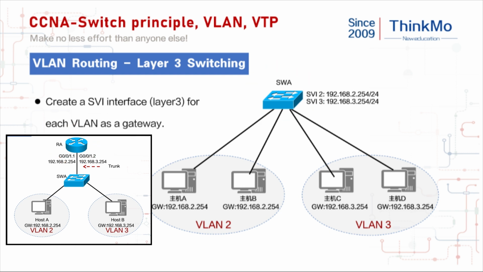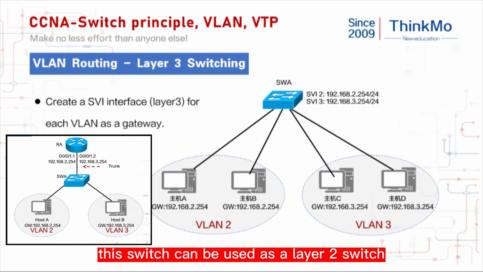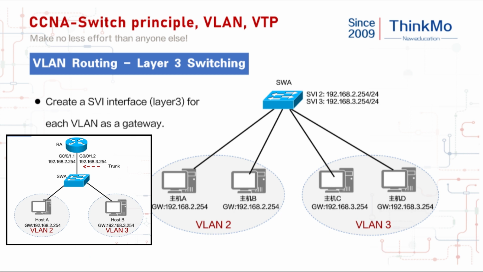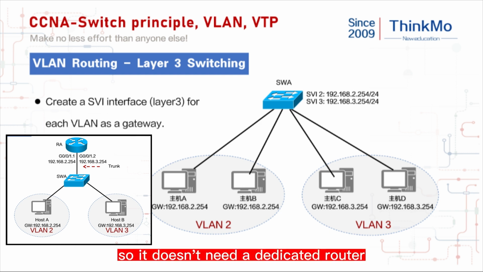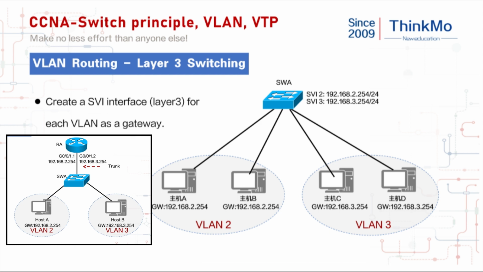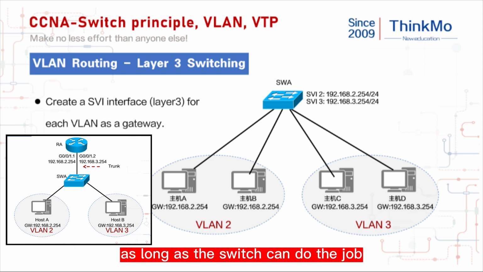That is, this switch can be used as a layer 2 switch, and the layer 3 routing function can also be added. The routing function is to give the interface an IP, and as the gateway below, it has a routing table. It just completes the lookup table forwarding. It just wants to configure an IP and check a routing table. So it doesn't need a dedicated router. As long as the switch can do the job.